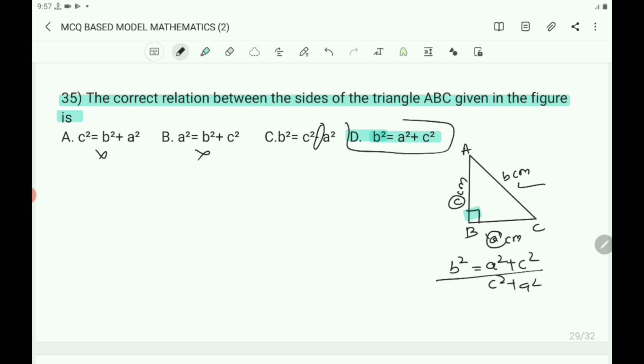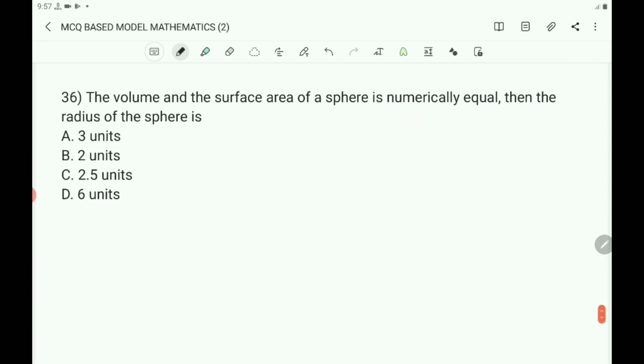So you note down the answer: B square equals A square plus C square. Now you take the question number 36. What is that question? The volume and the surface area of a sphere are numerically equal. Then the radius of the sphere is... Volume and surface area of a sphere are numerically equal. Then the radius of the sphere.